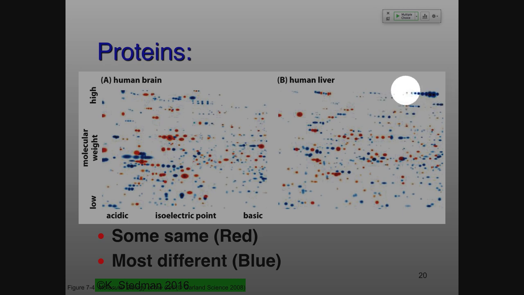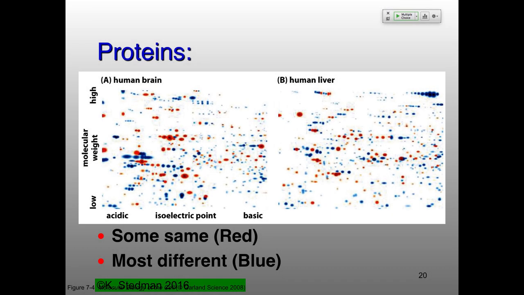What do people think that might be? Different isoelectric points, but the same molecular weight. Turns out it's actually also the same protein. Yeah? Charge. How do you get different charge?